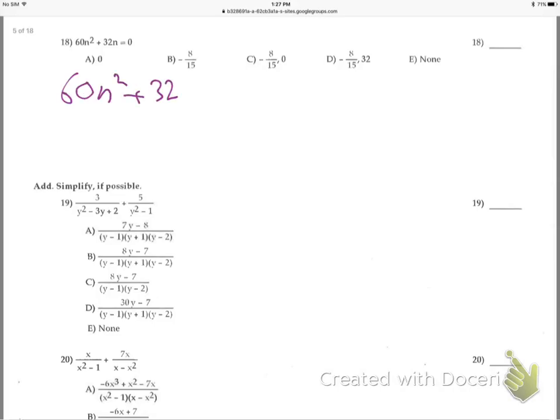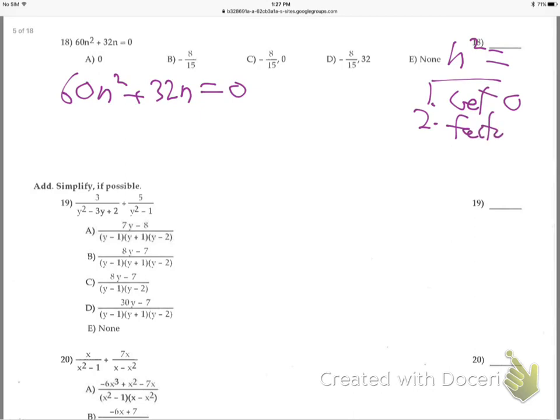60n squared plus 32n. Again, it's the x squared. It's the C monster. It's already got the 0, right? Remember when you got n squared with an equal sign? Same thing. Get a 0. Already got it. Step 2, factor, parentheses. Step 3, each one equals 0. Here we go again. So I'm just going to go right into step 2, factor.